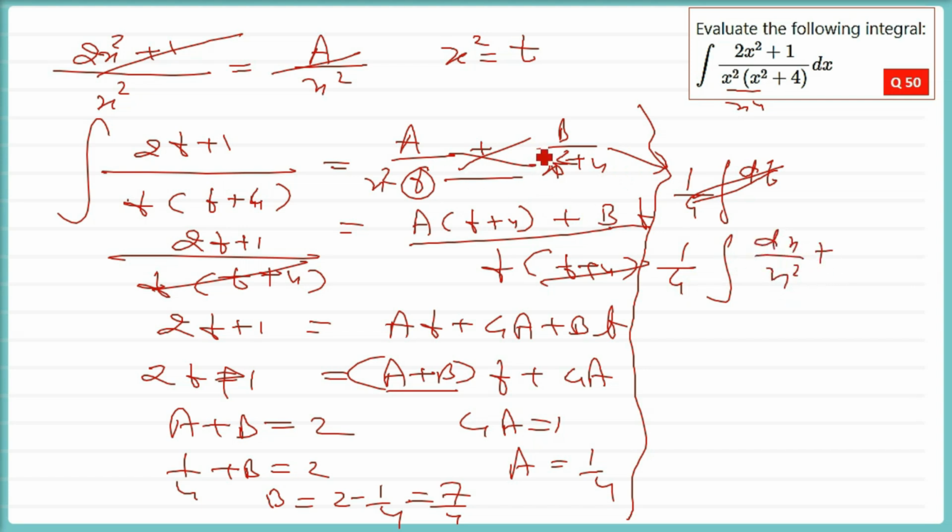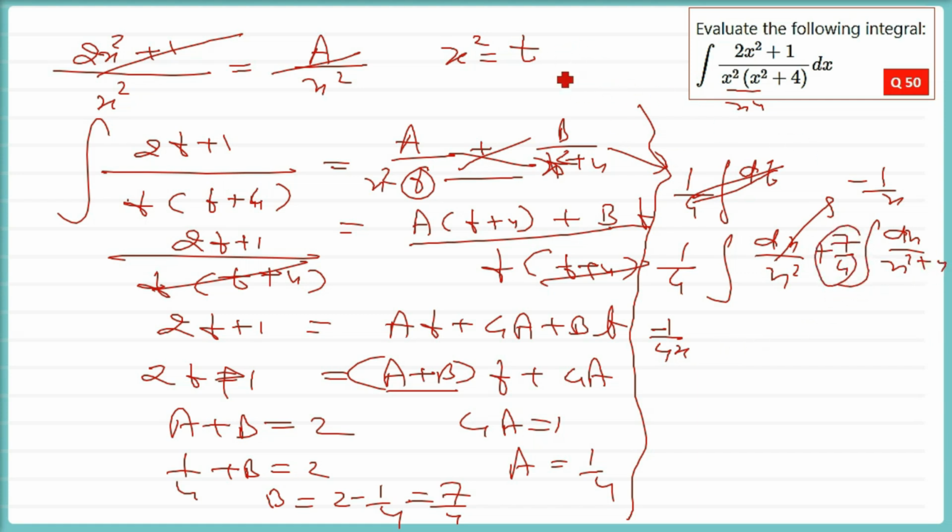So dx divided by x square will be there, because I told you before integration you have to replace t by x square. And the next one is 7 by 4 dx divided by x square plus 4. Now dx by x square is negative 1 by x, so negative 1 by 4x will come. How about this 7 by 4 along with dx by x square plus 4?